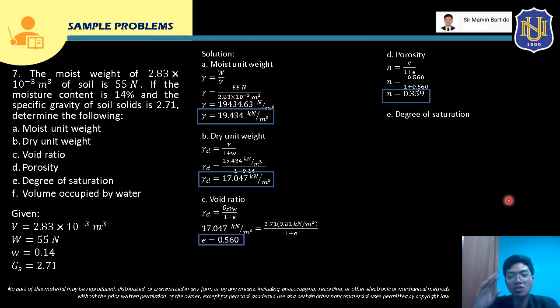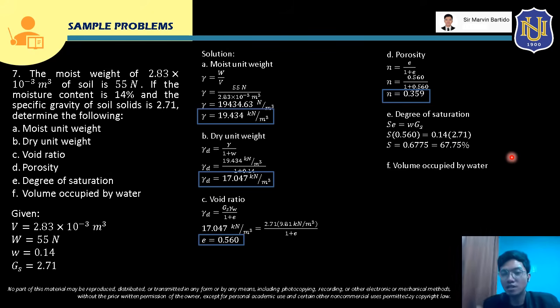Now, for the degree of saturation, class, meron na tayong G, meron tayong w. May w ba tayo? Ito, given. Meron tayong e. So, pwede natin ma-solve yung S using G w equals S e. So, S yan yung hinahanap. e is 0.560, w is 0.14, G sub S is 2.71. So, solving for S, ito class ay 0.6775. Pwede ring in percent yan. Yan ay 67.75%. So, this is already the answer for letter E. Hindi siya na-box ata dito, pero yan ay sagot for letter E.